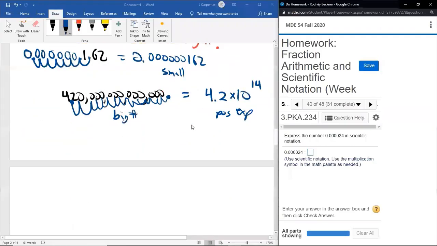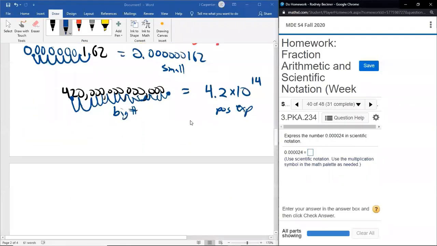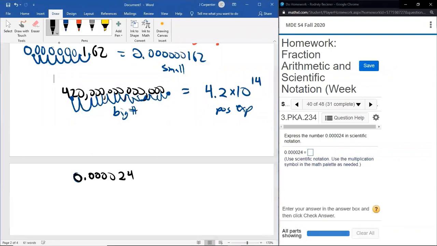All right, another one. Express the number 0.1, 2, 3, 4 zeros, and then 2, 4 in scientific notation. So what we've got is 0.1, 2, 3, 4 of them, then the 2 and the 4, and we want to convert this to scientific notation. This is the same style problem as last time, it's just a different type of number. That was a big number, this is a small number.